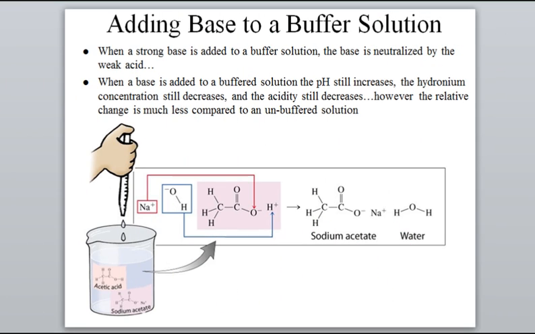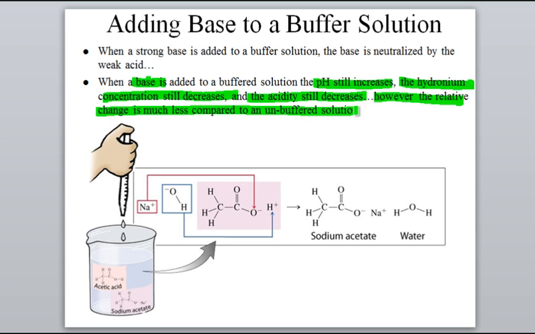When you add a base to a buffered solution or an unbuffered solution, the pH always increases. But for a buffered solution, it's not as dramatic. So when you add a base, you always increase the pH. The hydronium ion concentration decreases. The hydroxide ion concentration would increase. The acidity would decrease. It's becoming more basic. But adding a base to a buffered solution compared to an unbuffered solution, you have a much bigger acidity change, pH change, to an unbuffered solution.